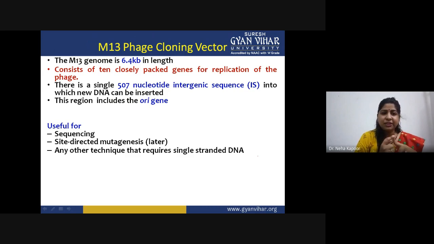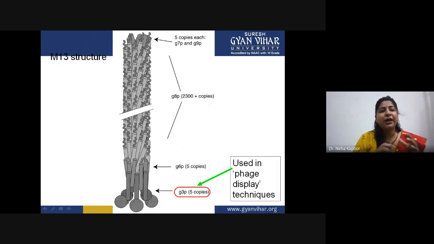The size is 6.4 kb. There are 10 closely packed genes that are necessary for the replication of the phage. There is a single 507 nucleotide intergenic sequence, that is the IS sequence, into which we can insert the new DNA, and the region also includes the origin of replication. This is very useful for sequencing, site directed mutagenesis experiments, and any other techniques that require single stranded DNA.